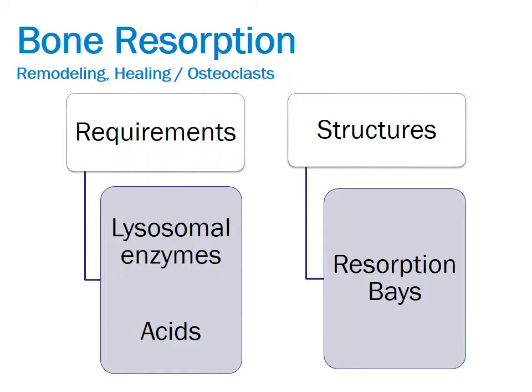As you know, the resorption of osseous tissue is performed by osteoclasts. The cells are large and form resorption bays on the matrix by secreting acids and enzymes that break down the matrix components.